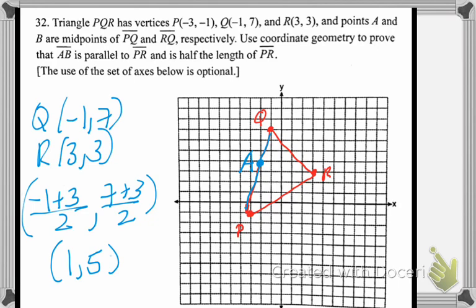I just lost that one. 1 and 1, 2, 3, 4, 5, right here. That is going to be our point B.